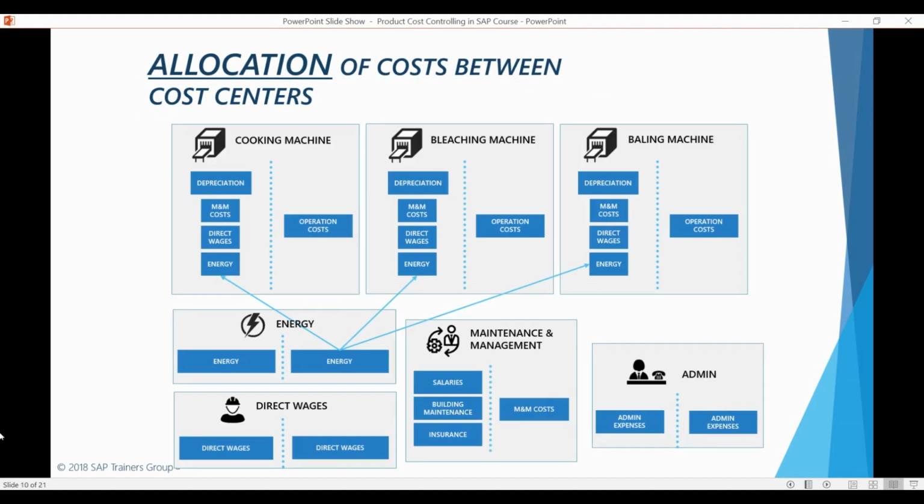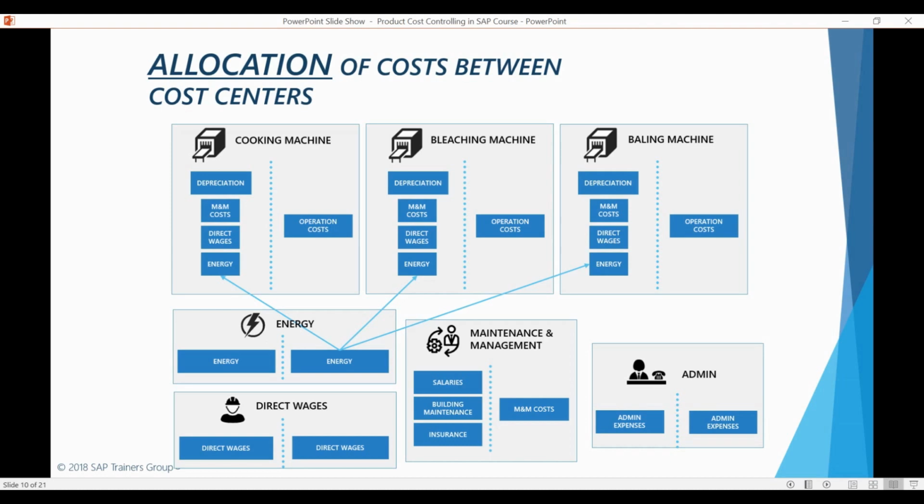Now let's look at the cost centers of our example company at a more detailed level. It is possible to post costs to a cost center directly or through other cost centers. With our example company, depreciation expenses are something that we can allocate directly to a specific cost center. The machines used in a pulp mill are very expensive and depreciations are machine specific. All the other expenses are allocated through overhead cost centers.